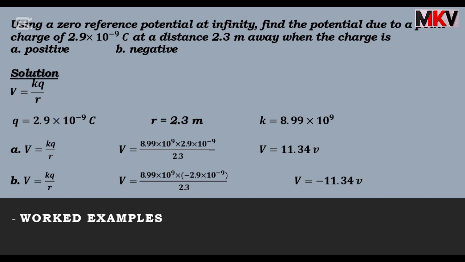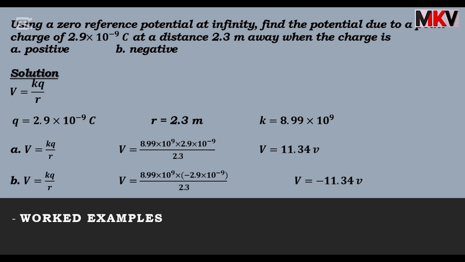Then write out our parameters. So Q equals 2.9 times 10 to the power minus 9. Our R is 2.3 meters. And we know our K constant to be 8.99 times 10 to the power 9. So for the first part, when the charge is positive, we're having potential to be equal to 11.34 volts after substitution and computing.